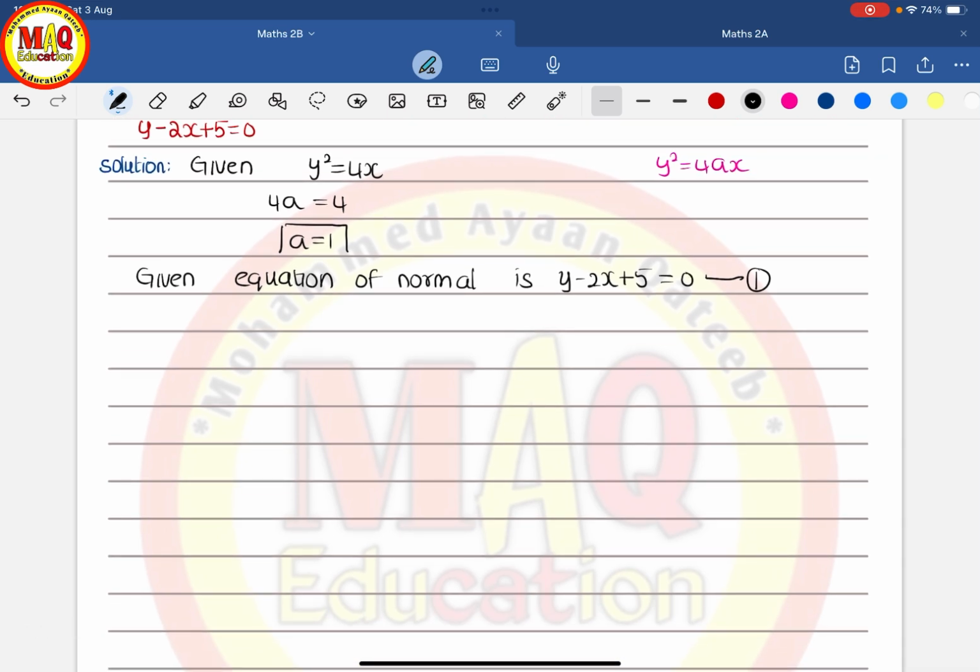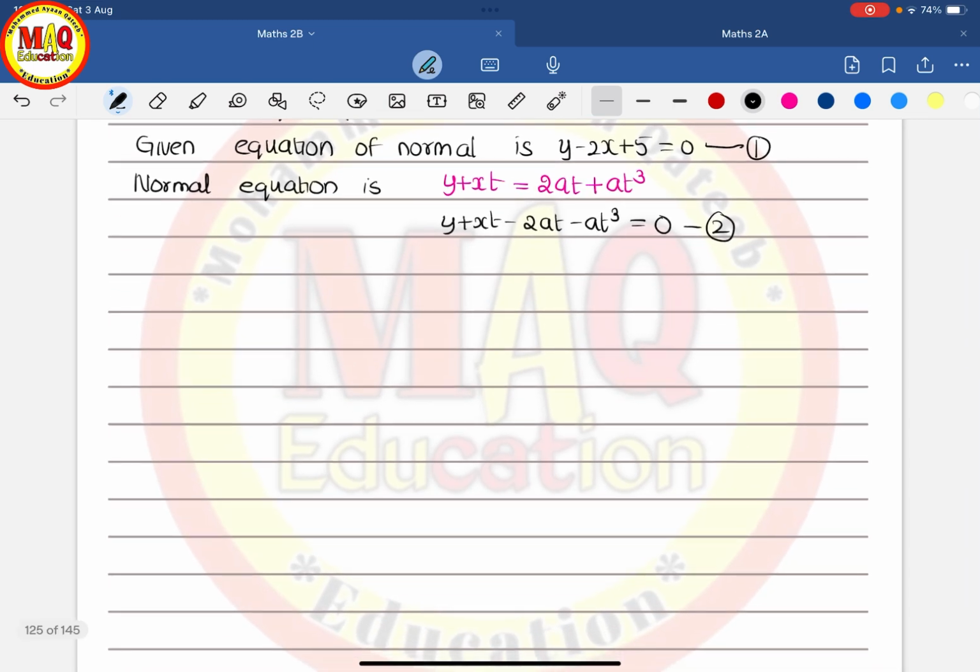Okay now, so we should find the equation of normal which is parallel to this normal. So here normal equation is, so the formula is y plus xt equal to 2at plus at cube. Okay, now take these terms aside: y plus xt minus 2at minus at cube equal to 0. Let this be equation number 2, since both are normals.